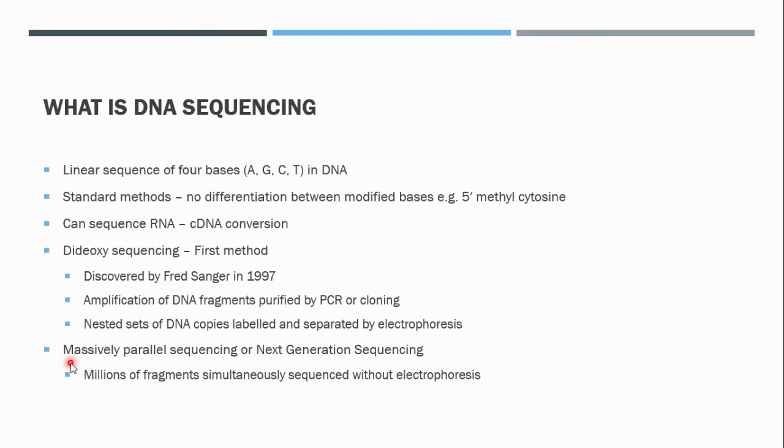Another method for DNA sequencing is massively parallel sequencing, which is more commonly referred to as next generation sequencing. In this technique, millions of fragments are sequenced simultaneously, and this technique does not involve the use of electrophoresis.